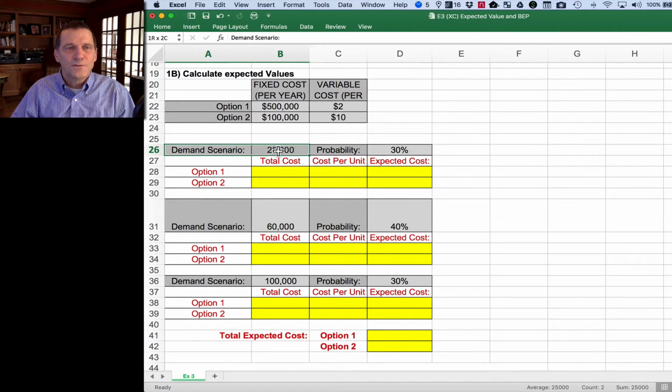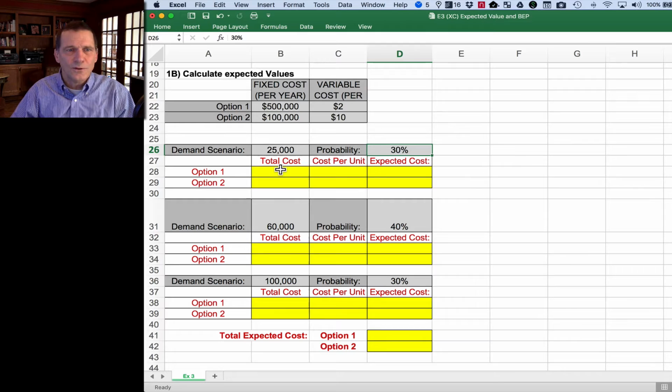Okay, so you've got 25,000 at 30% probability. We've got 60,000 at 40% probability. And we've got 100,000 at 30% probability. Notice that the probabilities all add to 100%. It's very important. They must add up to 100%. And you'll see why when we finish this calculation.